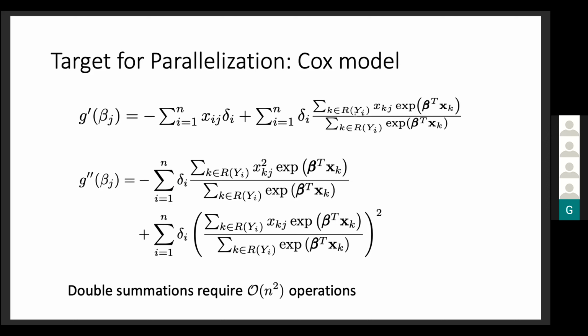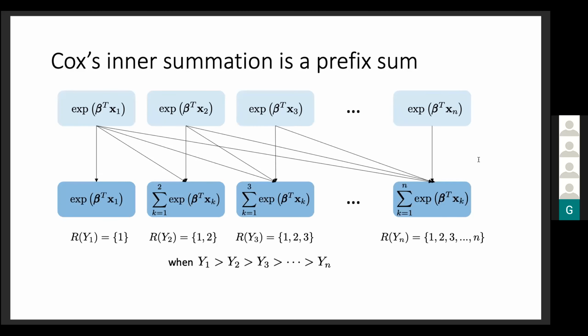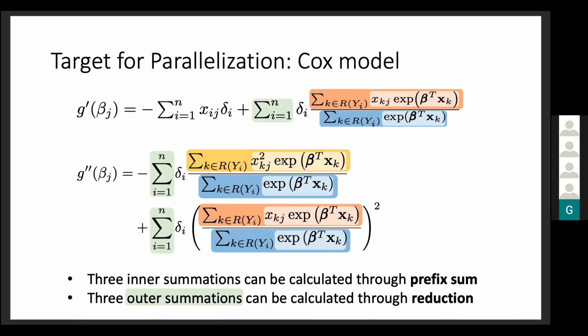But fortunately, we figured out that the inner summation can actually be calculated through prefix sums, through scans, the building blocks I introduced before. So here, if we arrange all of the observations by y_i in descending order, which means y_1 is the longest time and y_n is the shortest time, then the risk set formulation follows a cumulative pattern. In this way, the inner summation vector is actually the prefix sums of an input vector of exp(x_1 beta) all the way to exp(x_n beta). So each of the numerator and denominator here can be calculated through prefix sums. And the outer summation can be calculated through reduction.